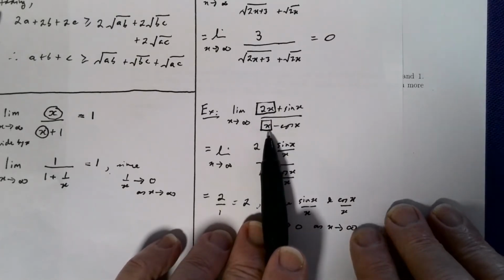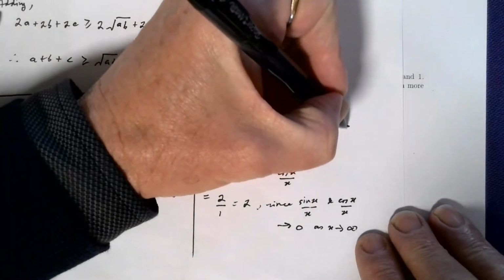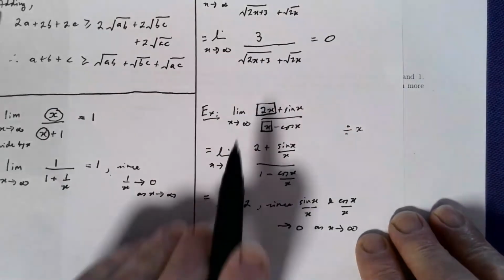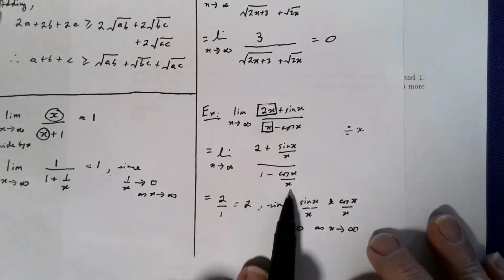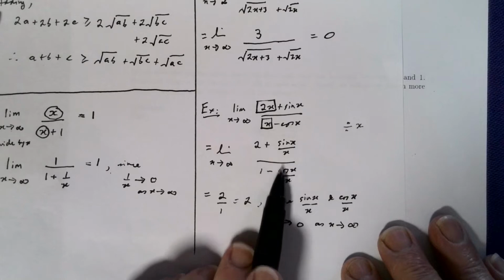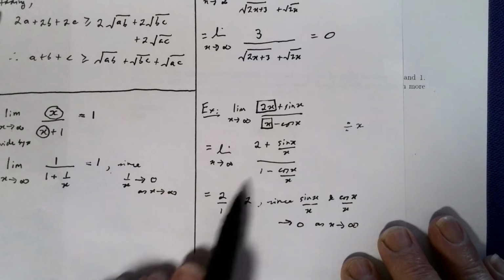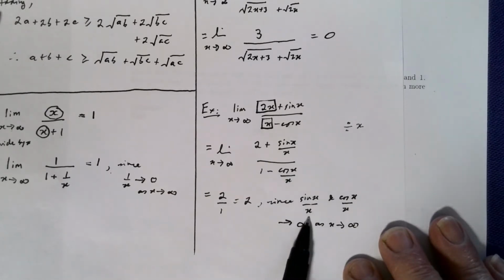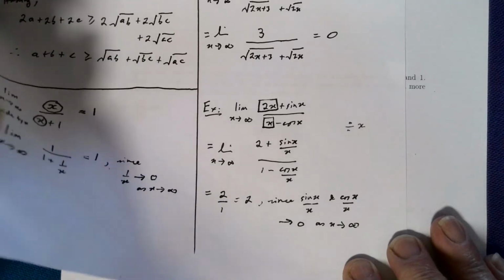And once again, we're going to divide by the highest power of x in the denominator. So I divide everything here by x. So 2x on x is 2, sine x on x, 1 minus cos x on x. And now we're simply going to say that as x becomes very big, sine and cos are bounded. So this is becoming very small, this is becoming very small, and I just get 2 over 1, which is 2, because sine x on x and cos x on x go to 0 as x goes to infinity. So that's a little example there involving some trig functions.